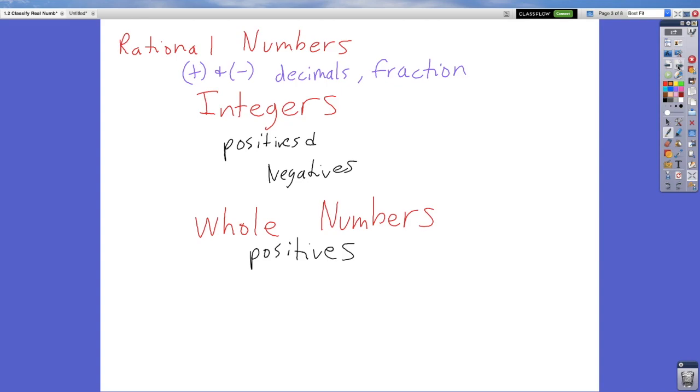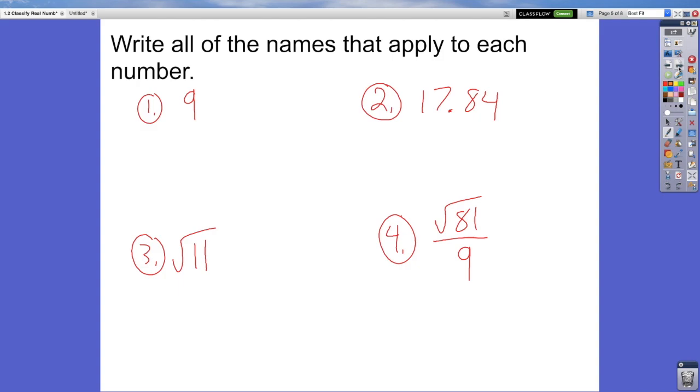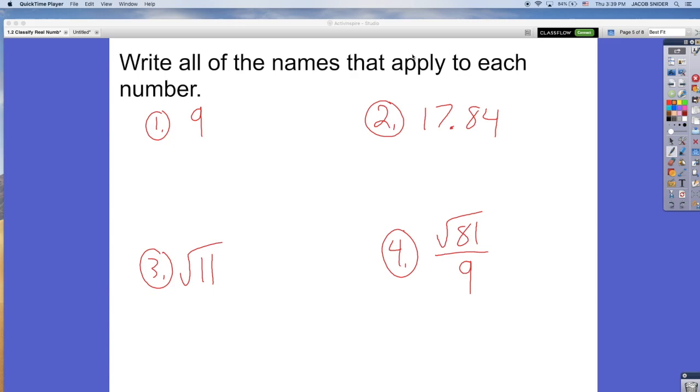Now here's what I want you to do. I want you to write all the names of the numbers that apply to each. Okay, guys, now that we know all the different classifications of our different numbers, let's go ahead and label them. All right. So let's start with number 9. Is it rational or irrational? So the first answer is going to be that it's rational.